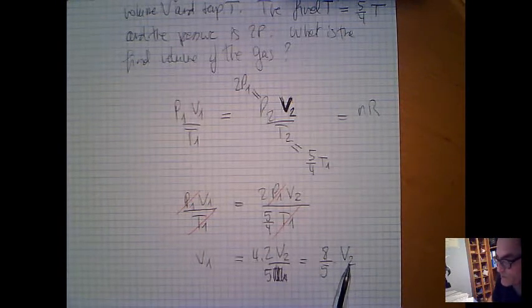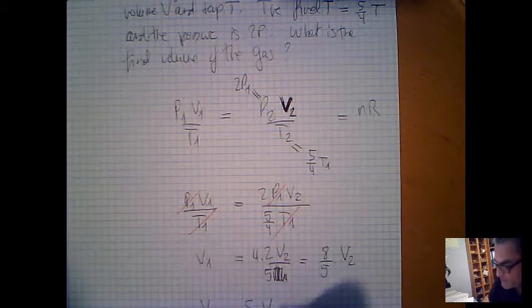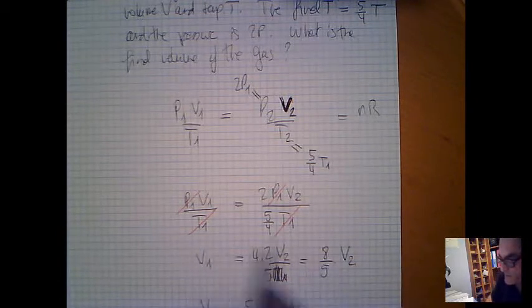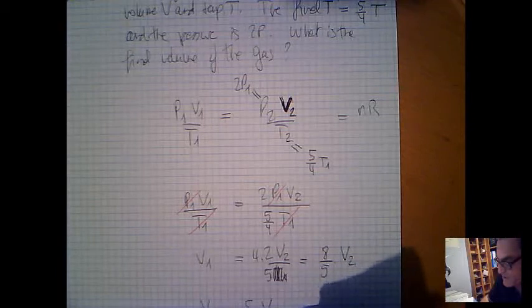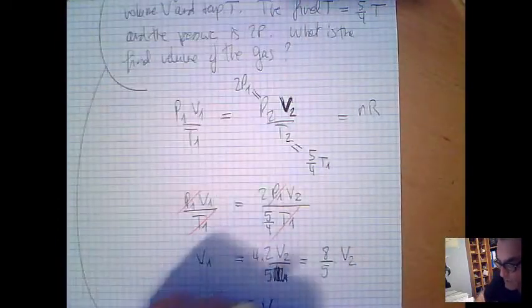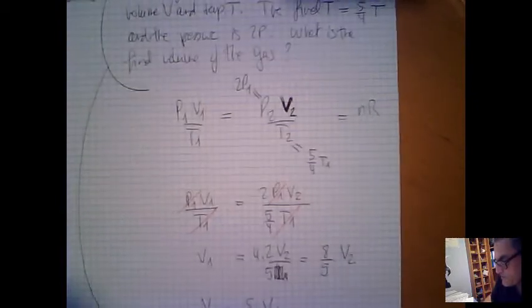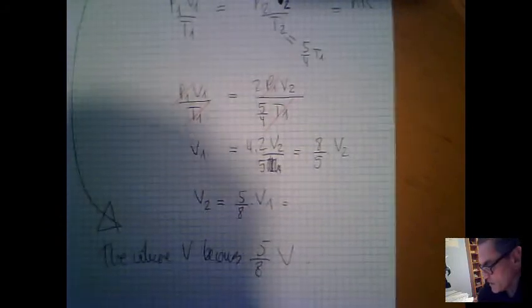So we have 2 times 4, 8 over 5 times V2, but we are looking for V2. So we can write that V2 is equal to 5/8 times V1. I have inverted this equation, and so if you want to answer this problem, you can say the volume V becomes 5/8 of V. And that's the answer to the problem.